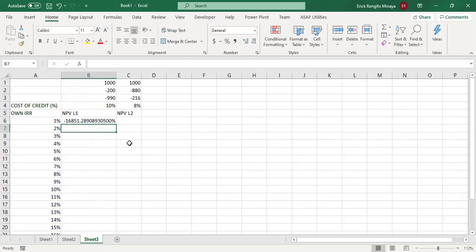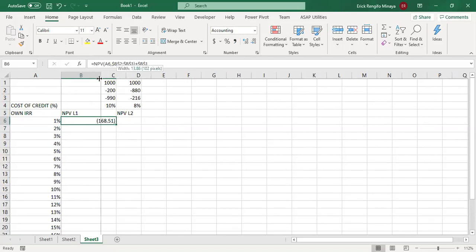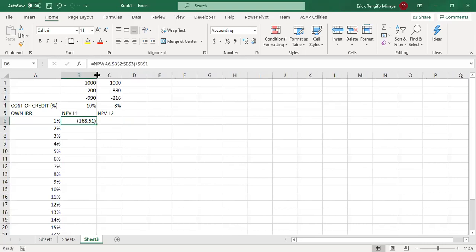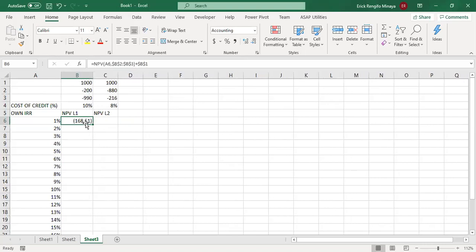Oops, I don't want percentages. I want this a number. Do you get 158.51 negative number? Guys, you get this number? Yeah. Okay. What I will do is you see that small black cross, just copy to the next one.